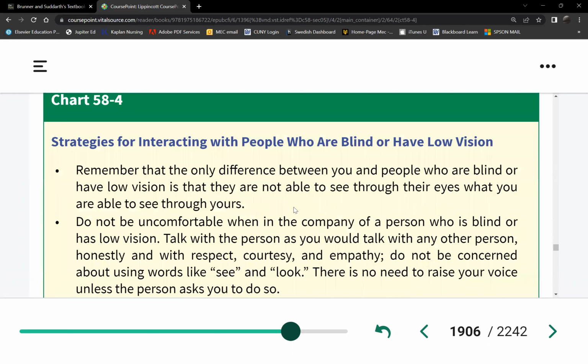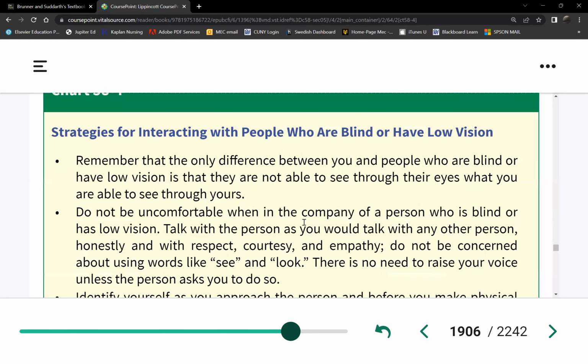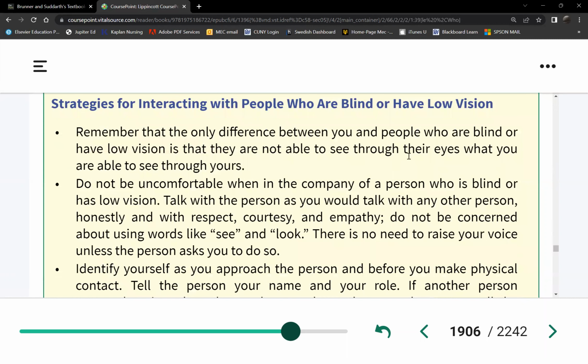Okay, here it is. Chart 58-4. This is how you care for or interact with patients with vision impairment. We are at page 1906.